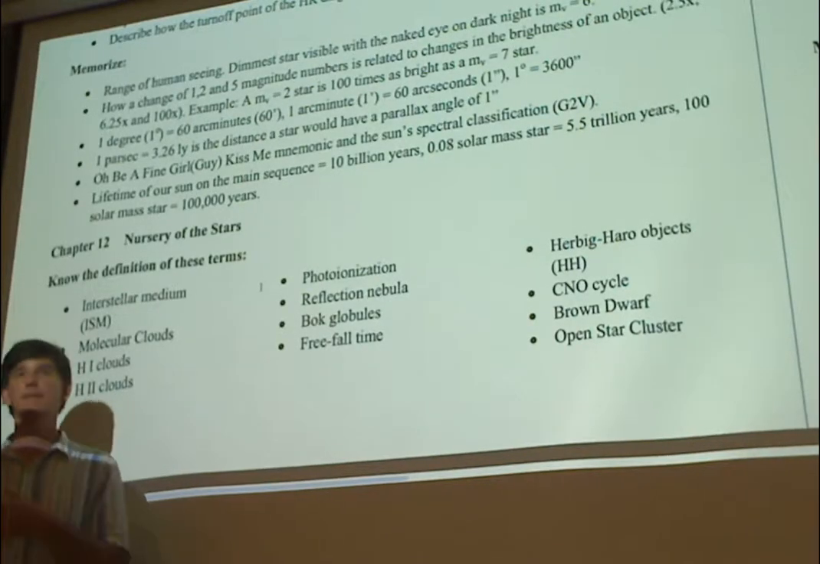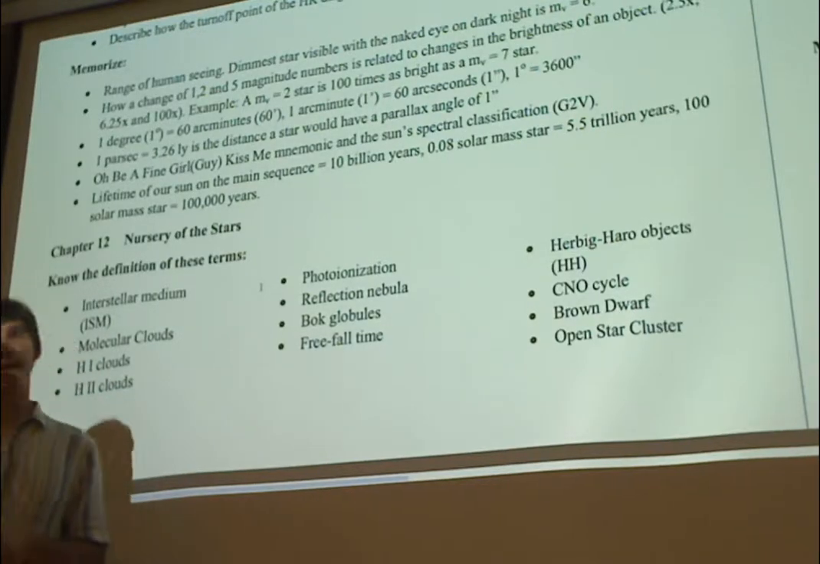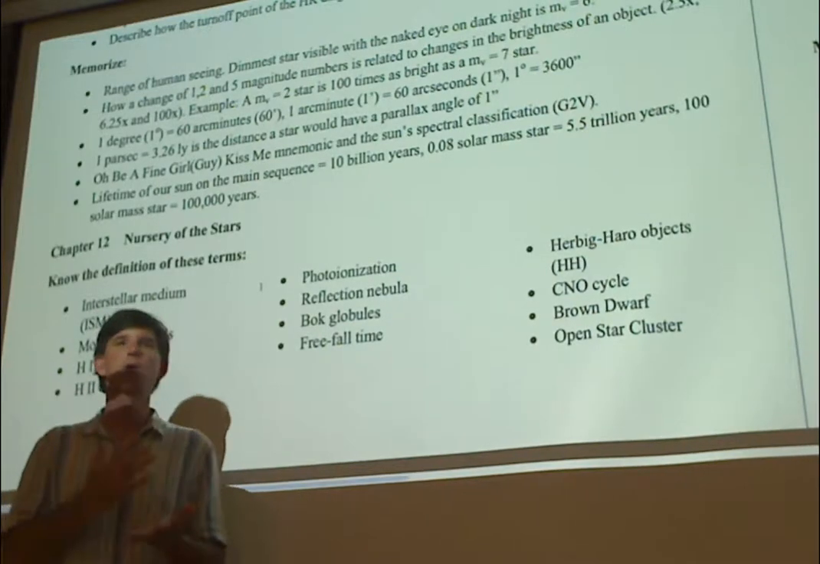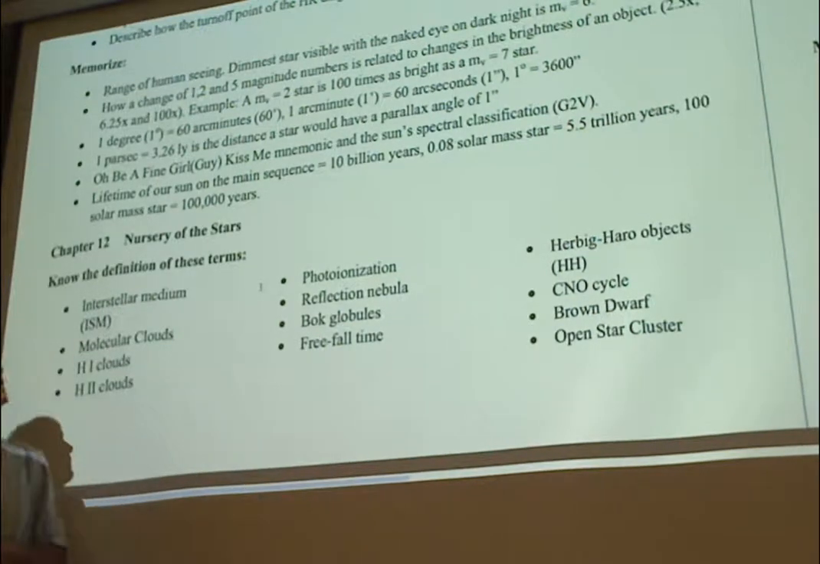Okay, which one's brighter, a 4 or a 2? 2 is brighter than 4, right? The lower the number, the brighter. How much brighter is 2 than a 4? Not 5. 2.5 times 2.5, which makes 6.25 times, right? About 6.